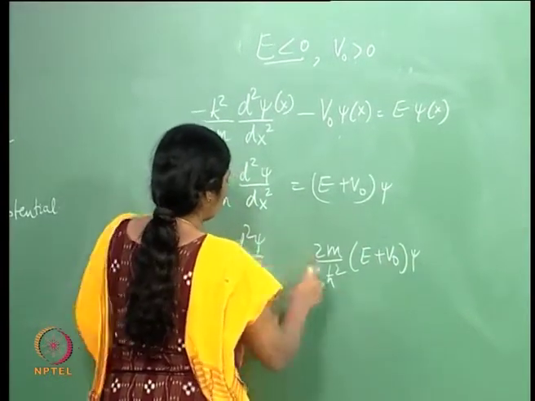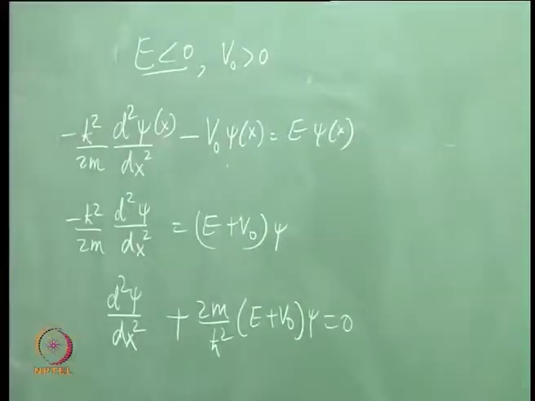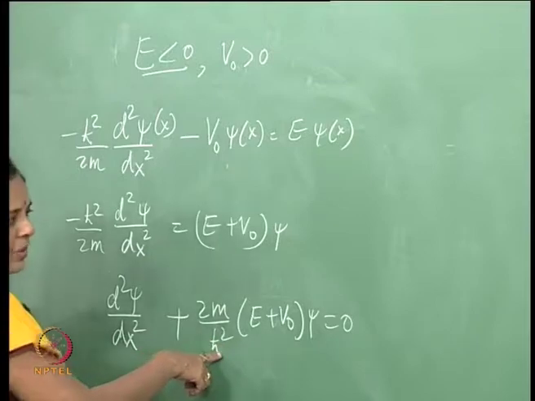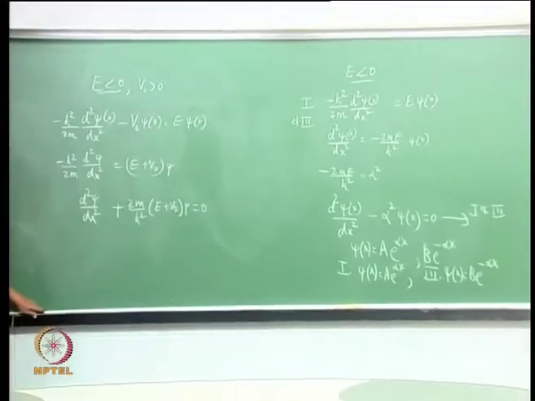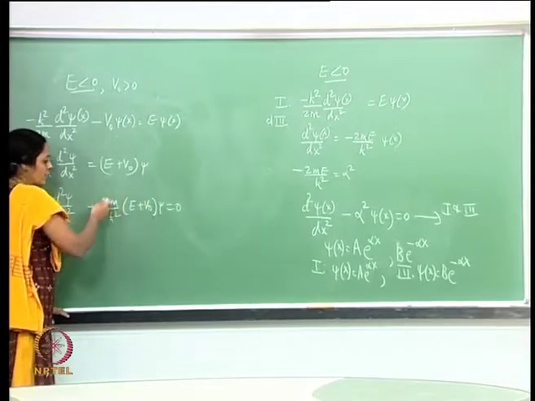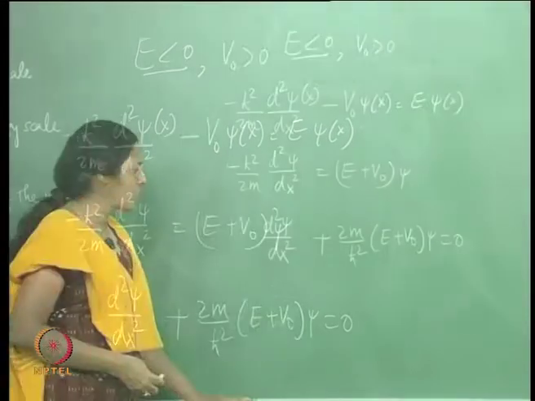I can always pull it to the side and write that d2 psi by dx squared plus 2m (E plus V naught) by h cross squared psi equals 0. I know that 2m E by h cross squared, which I've already worked out, has dimensions of 1 by length squared. So this also is energy, and this too has dimensions 1 by length squared.